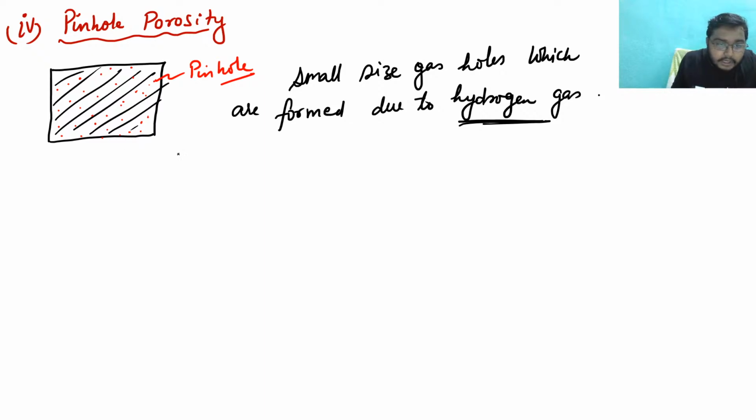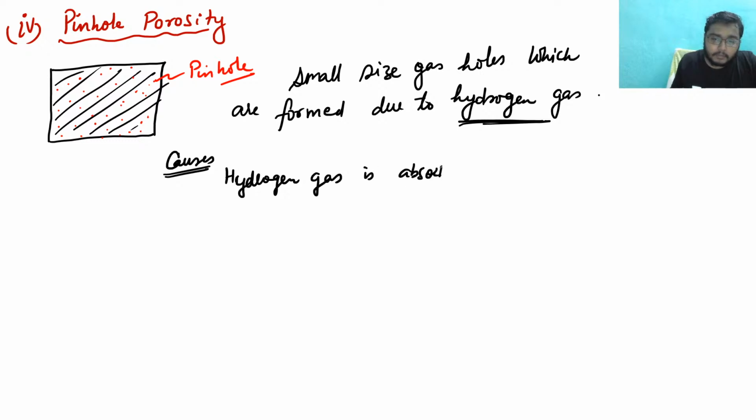So what are the causes? The cause is that hydrogen is absorbed by molten metal inside the furnace and the cavity, right. So hydrogen gas is absorbed. Whatever molten metal we are pouring is known as the melt.